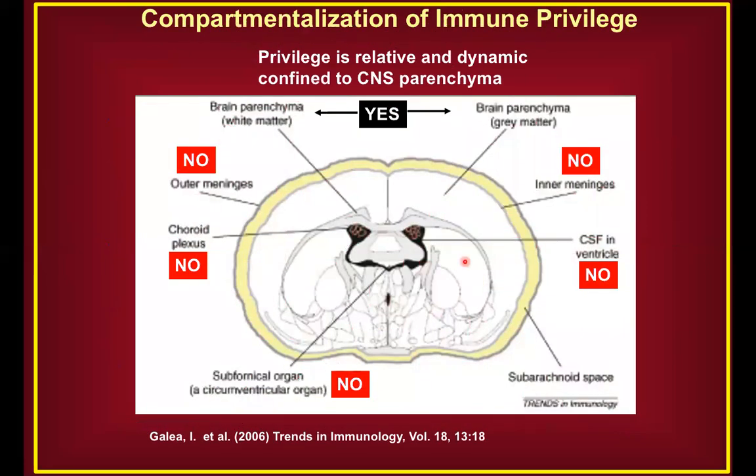So here's a picture from one of your readings, an older review, but really nice. And this really hasn't changed in all the years in terms of what is immune privileged and what is not. What this slide shows you is how it's compartmentalized. This is a coronal section of the brain. You see the parenchyma, the white matter and the gray matter, which are considered to have immune privilege. There's really no immune cells besides microglia in here. But areas like the choroid plexus, which is the area that makes CSF, and the meninges are not considered immune privileged. The CSF and the ventricles are not considered immune privileged. The subcortical organs, which are circumventricular organs, are not considered immune privileged. So a lot of areas are not considered immune privileged depending on where you are.